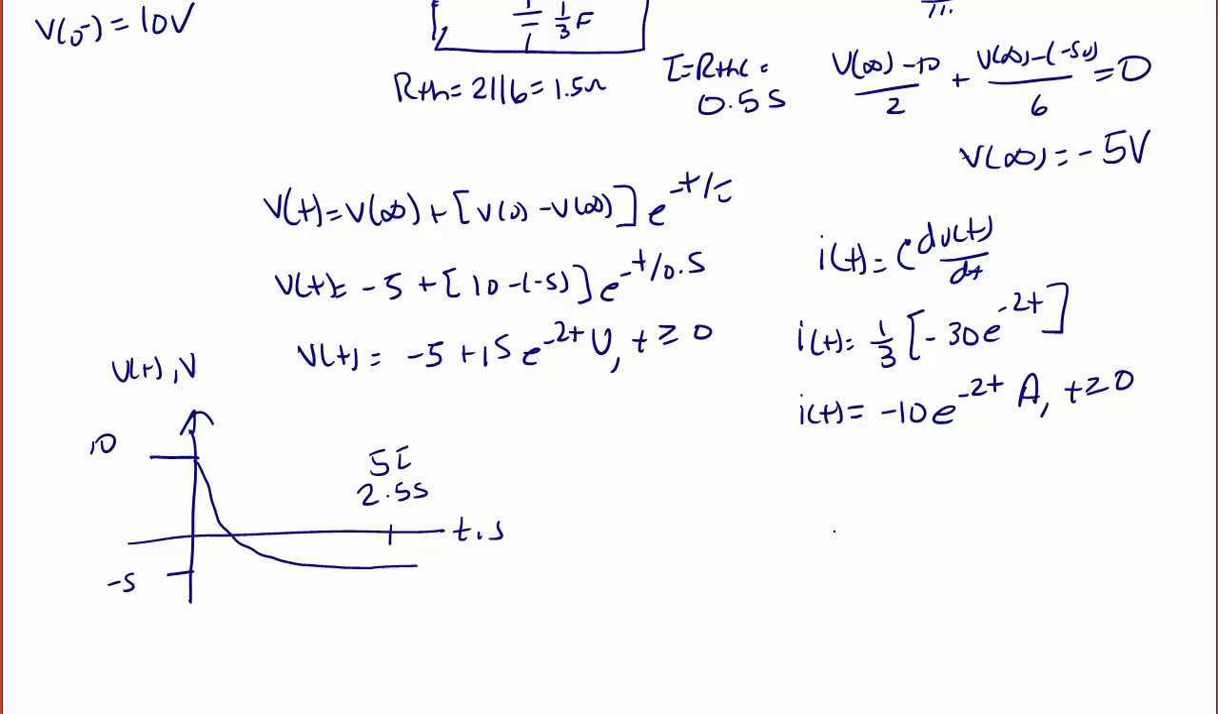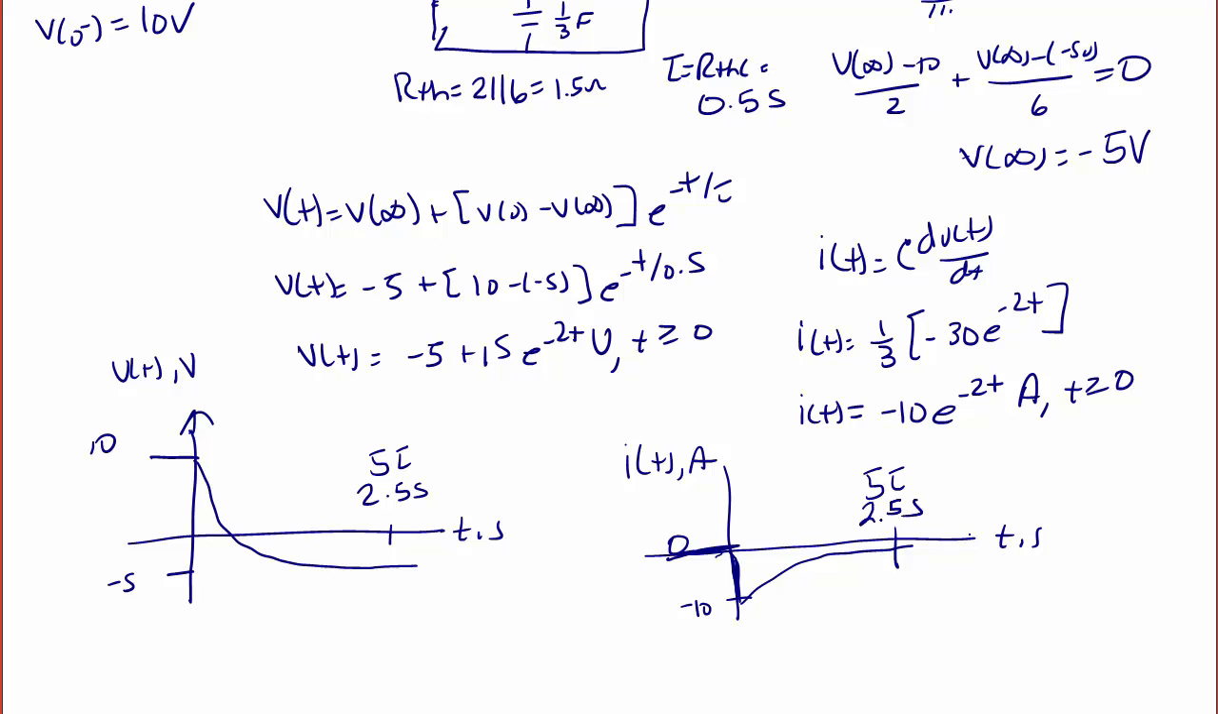Now we're going to do the current. I of t, we know that we start with an open circuit for a capacitor. So the initial current through the capacitor is 0 amps right here. Then at t equals 0, it jumps down to negative 10 amps, and then it dies off. And it also gets to the final value in 5 time constants, or 2.5 seconds.